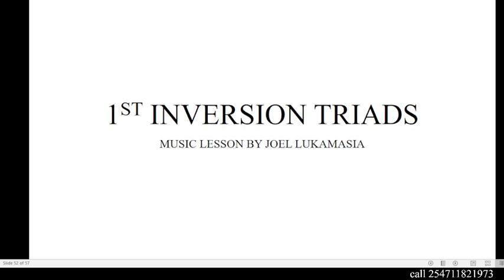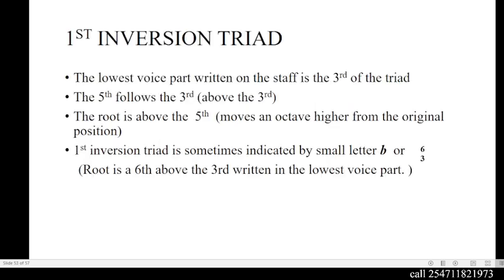First inversion. In a first inversion triad, the voice part written lowest on the staff is the third of the triad. In the first inversion, the lowest voice part is always the third, followed by the fifth. Then the root comes above the fifth. So this means that the root comes an octave higher from the original position in the root position.